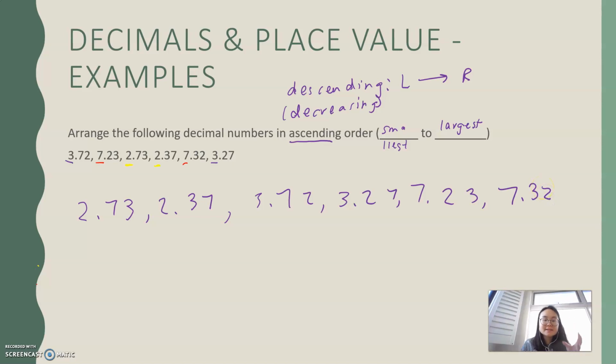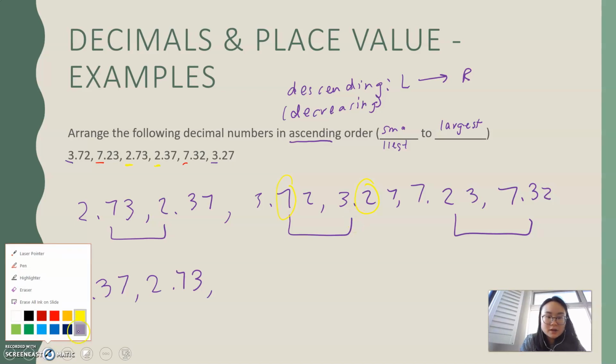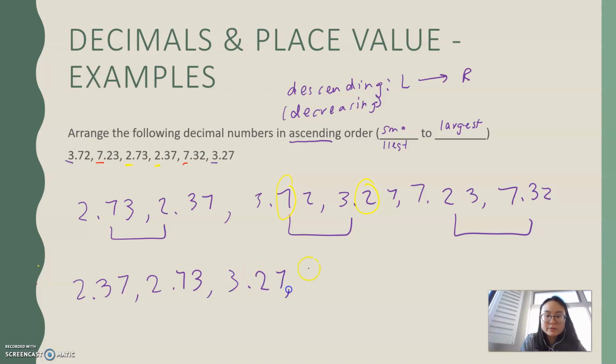However, I need to now look at each group of decimals. So between 2.73 and 2.37, well, 2.73 has 7/10ths as opposed to 3/10ths here. So 2.37 is actually smaller than 2.73. Okay, now let's look at the next group, my 2 decimals starting with a 3. Again, I've got one decimal that has 7/10ths and one with 2/10ths. Now 2 is lower than 7, so 3.27 is smaller than 3.72.